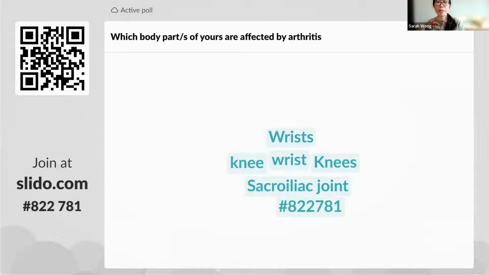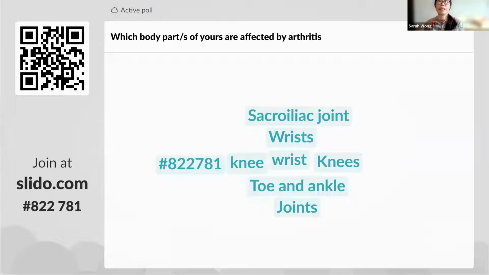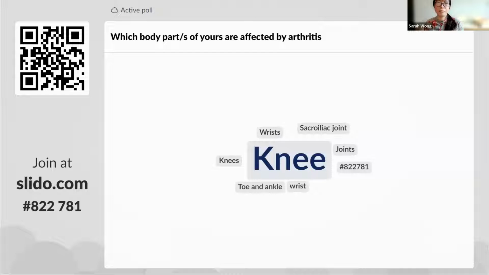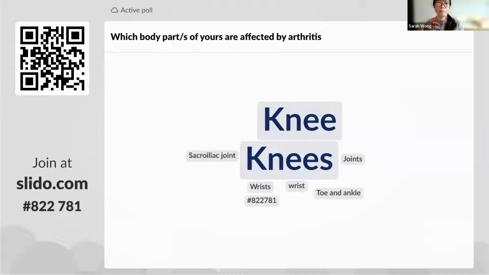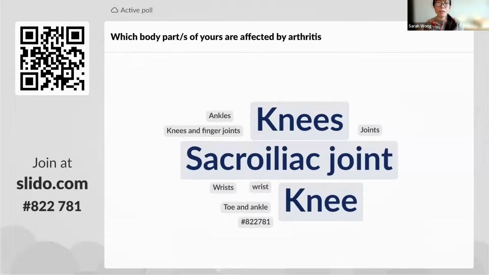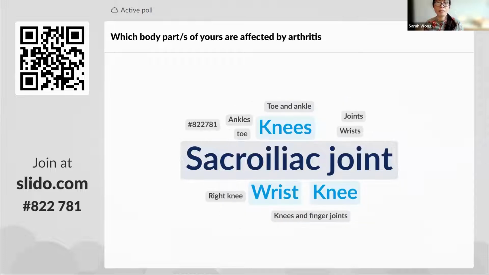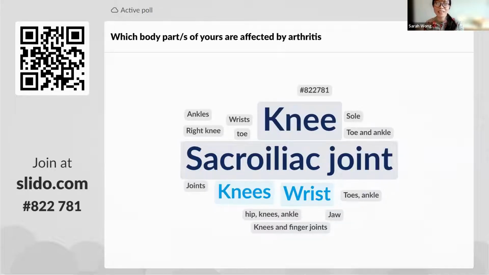Okay, so we have some answers coming in now. Wrist, sacroiliac joint. Okay, this is a very specialized joint in the pelvis. Knees. Lots of knees here that we can see. Toes. Okay, I'm so glad that I didn't see a generic answer like too many joints. Sometimes I see that when I ask this question.